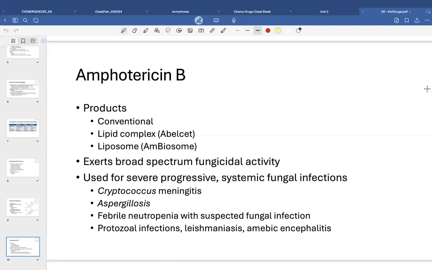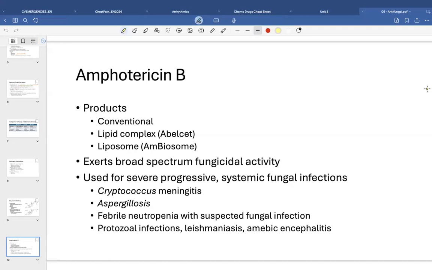Therapeutically, these are broad spectrum agents for severe systemic fungal infections. They're given by IV only. Correction, they can also be given as bladder irrigations. You may see that for severe UTIs, but generally speaking, they're IV drugs. We use it for your worst case scenarios, like cryptococcal meningitis and aspergillosis.